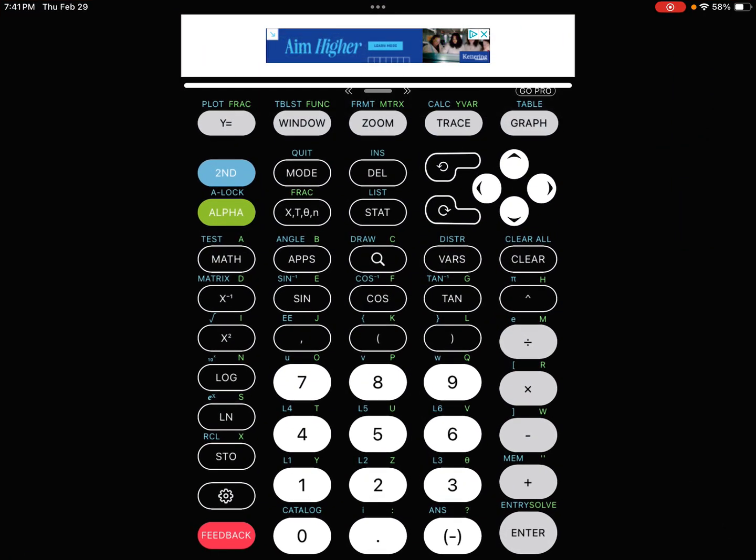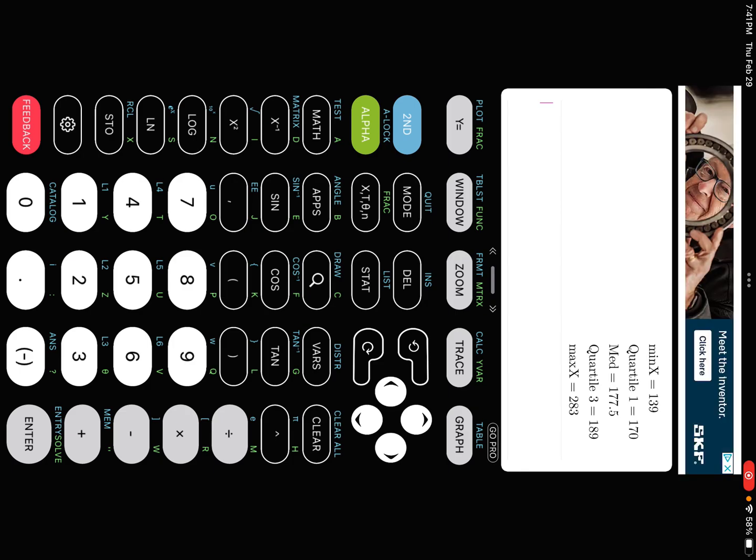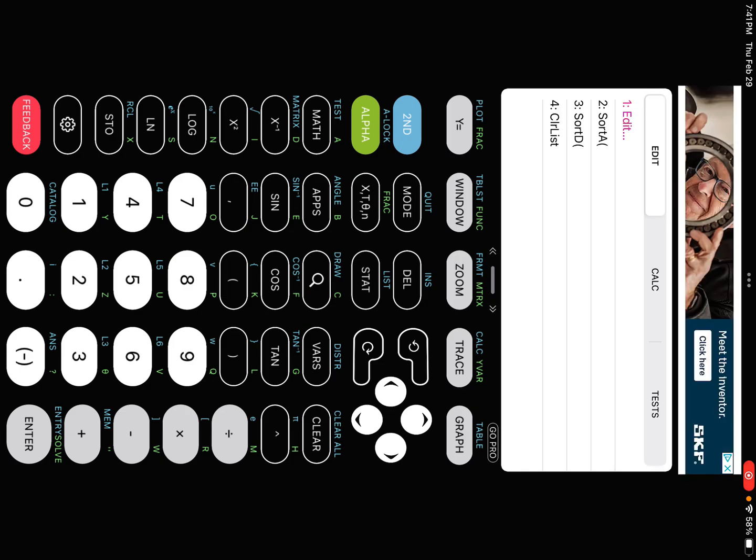So in my calculator, I have entered all the data.